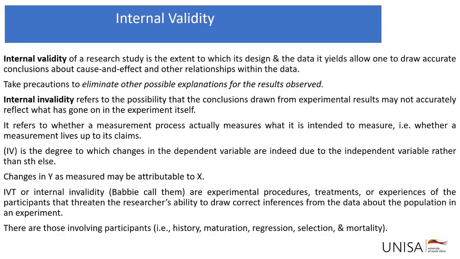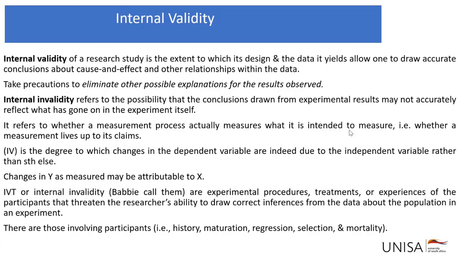So internal validity threats, or what is also referred to as internal invalidity, are experimental procedures, treatments, or experiences of the participant that threaten the researcher's ability to draw correct inferences from the data about the population in an experiment. So once there are doubts that you can draw those inferences, then we're talking about internal invalidity, or what you call internal validity threats.